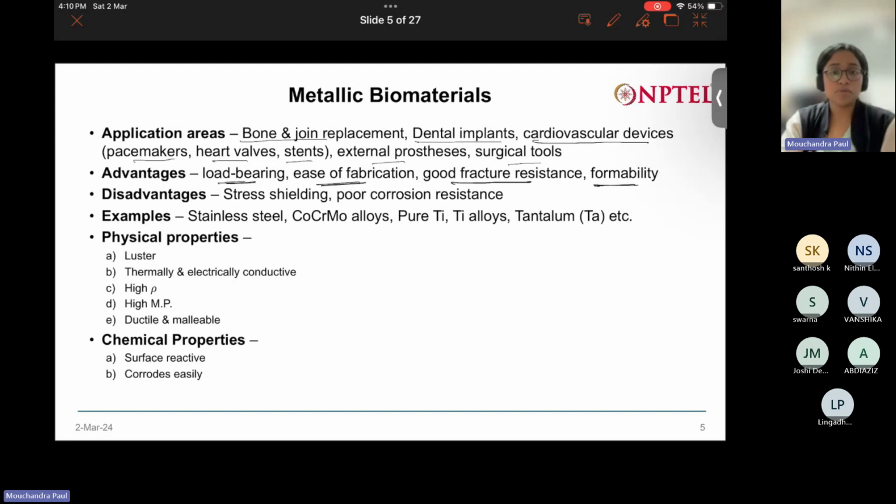After healing, after a period of say 6 months or 1 year, the reconstructed or regenerated bone is not of good quality. That happens because of the mismatch of strength between the bone and the metal implant. That is stress shielding. Then there is another disadvantage: corrosion resistance is very poor.